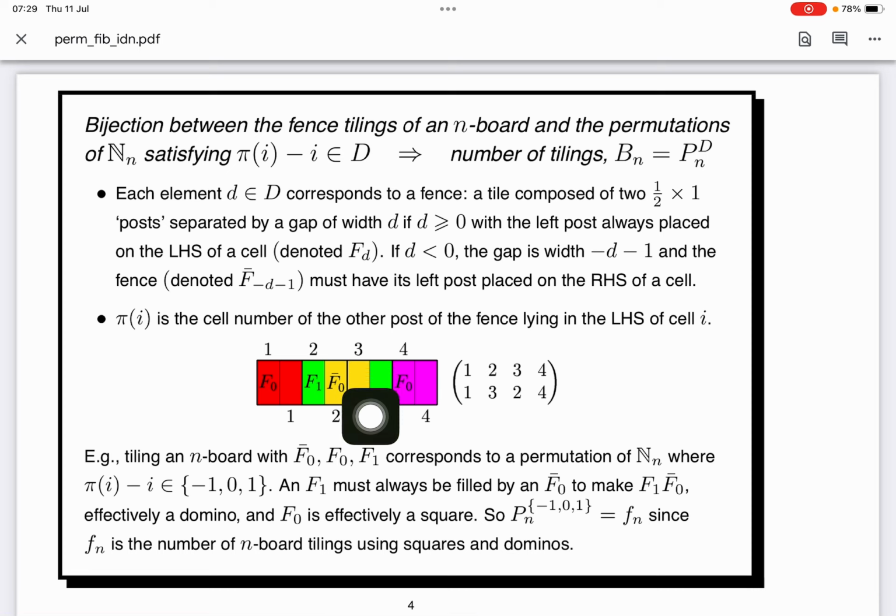We look at the left-hand side of the cell and see what fence is there, and the other side of the fence is where it goes to.